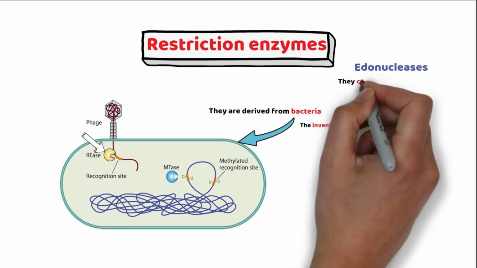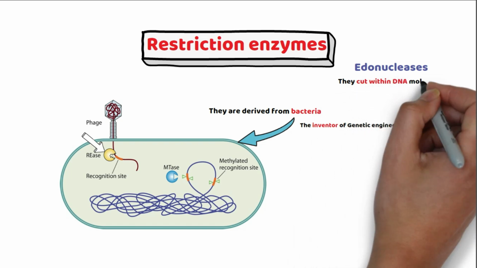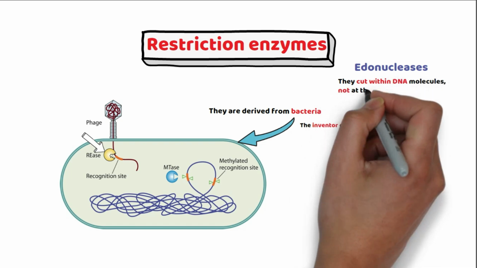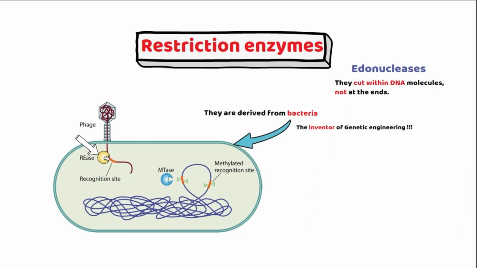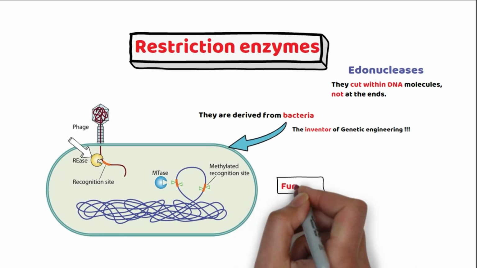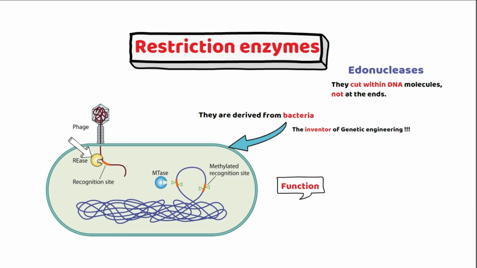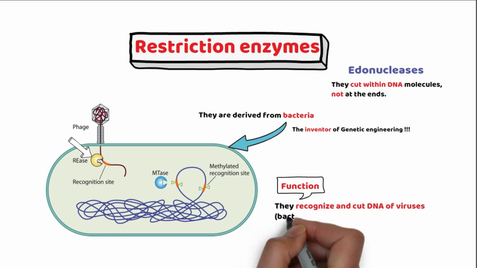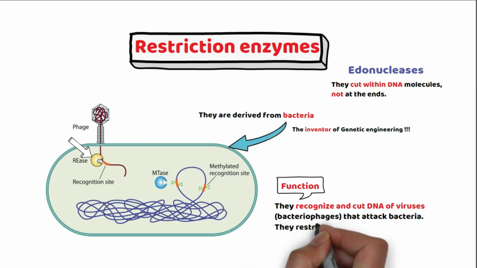Endonucleases means this type of enzyme can cut within DNA molecules, not at the ends. What's the function of these restriction enzymes? They recognize and cut the DNA of viruses that attack bacteria. They restrict viral infections by this method.